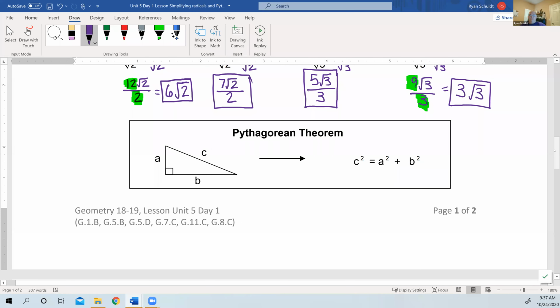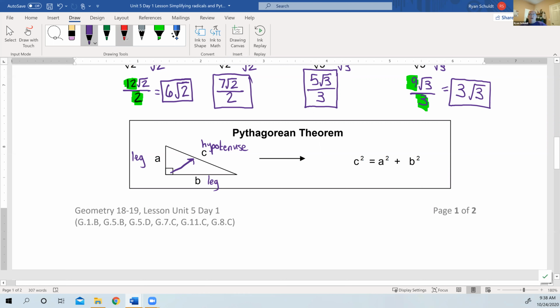Okay, next one. The next topic is our Pythagorean Theorem, the one we all know and love. Here, our C will always be across from our right angle. This will always be our hypotenuse. A and B, the ones that touch the right angle, are the legs. So the Pythagorean theorem says C squared equals A squared plus B squared.